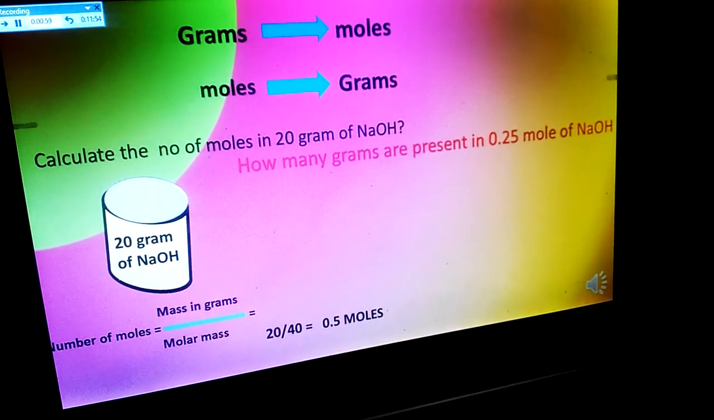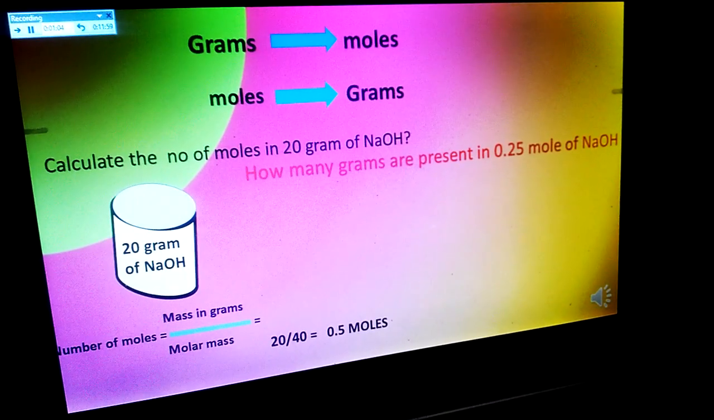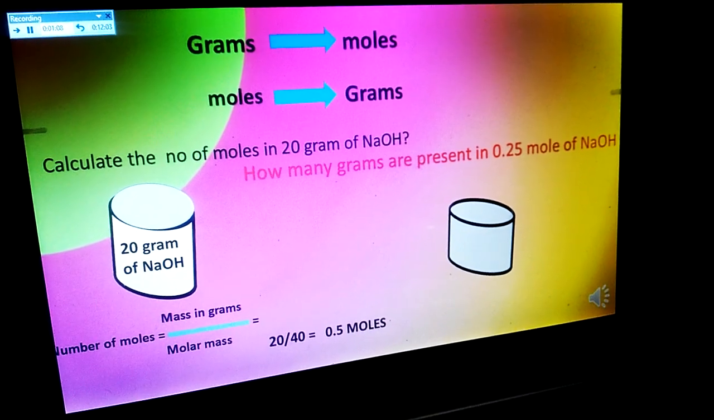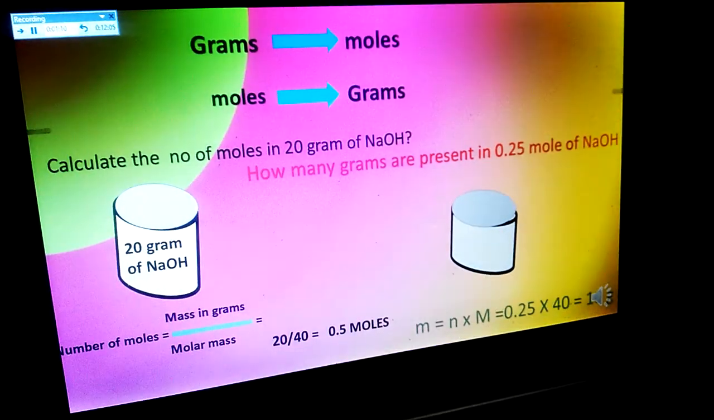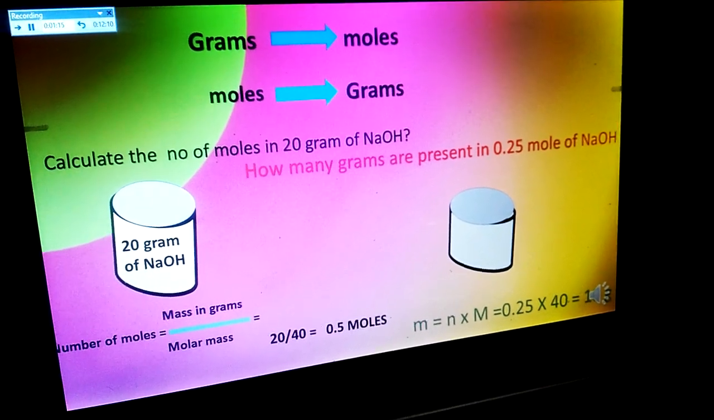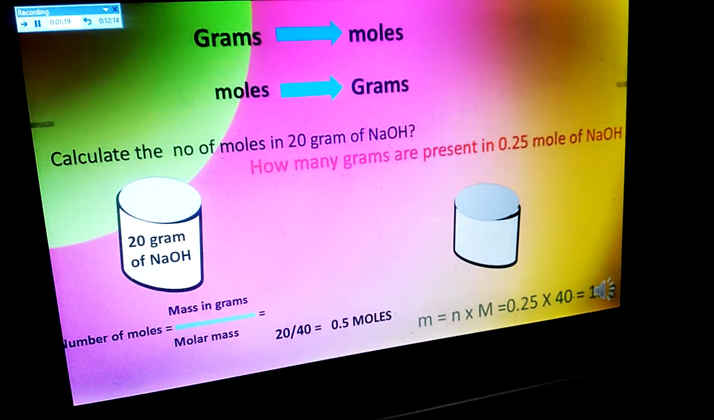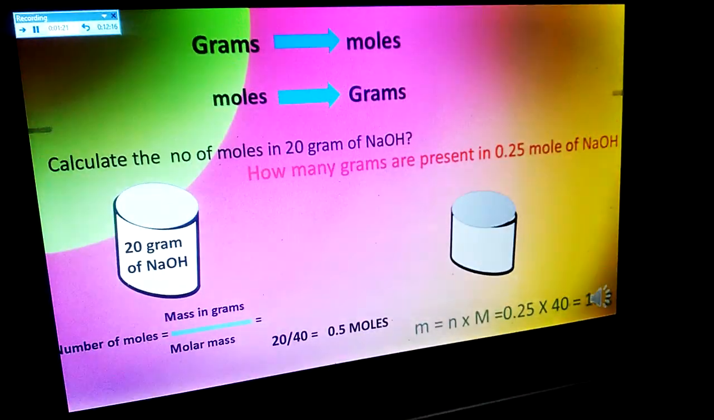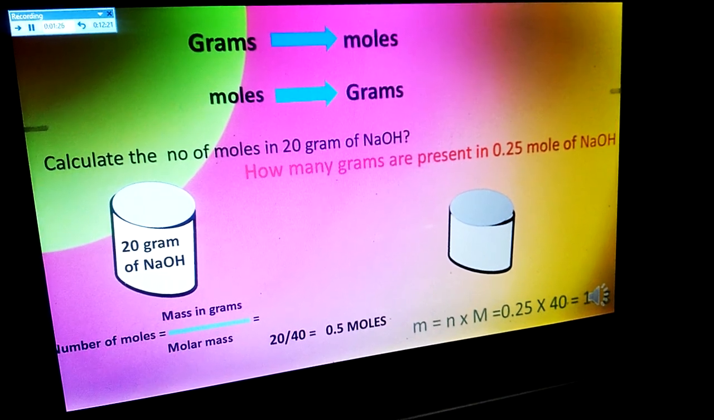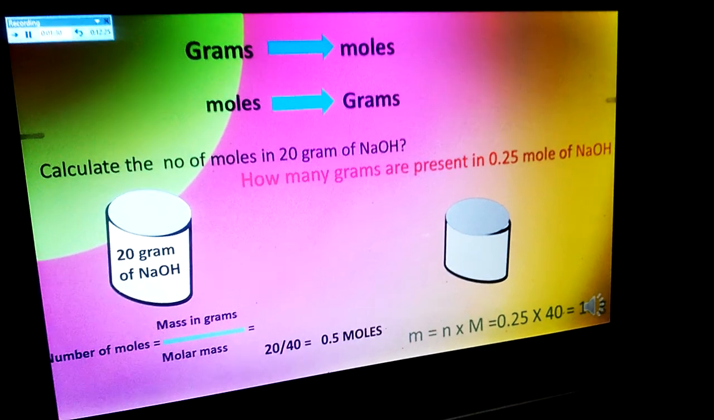The second problem is how many grams are present in 0.25 mole of NaOH. This is a beaker which contains 0.25 mole of NaOH. For this the formula used is mass in gram is equal to number of moles multiplied by molecular weight. So put the values in this formula. We get 0.25 multiplied by 40 is equal to 10 gram.